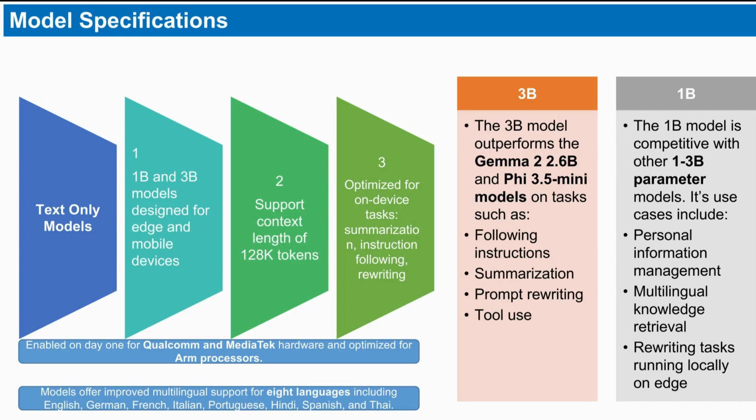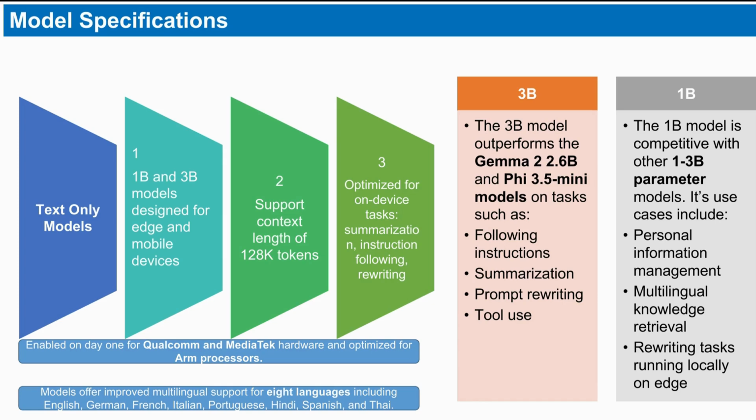So let's start with the model specification, which is the text-only model. As I said, there are the 1 billion and 3 billion models designed for edge and mobile devices, and they support a context length of 128k tokens. It is similar to Llama 3.1 8 billion, which also has a context length of 128k tokens, but compared to Llama 3, which has only 8k tokens, it is better. The third point is that it is optimized for on-device tasks, so we can leverage this model for summarization, instruction following and rewriting.